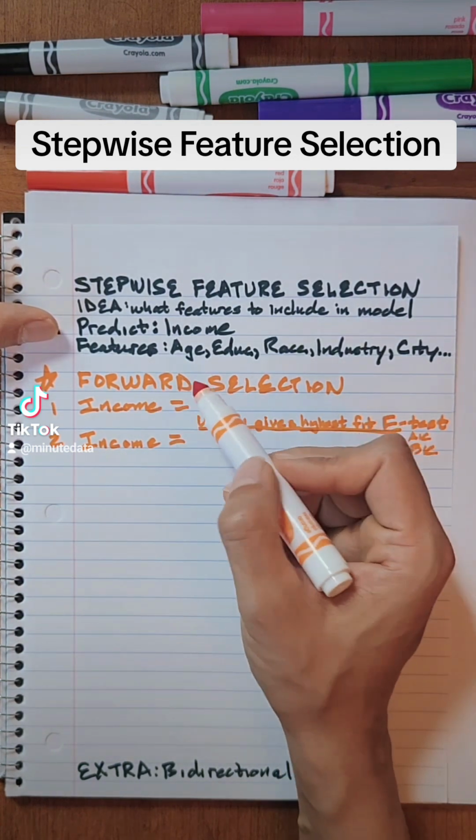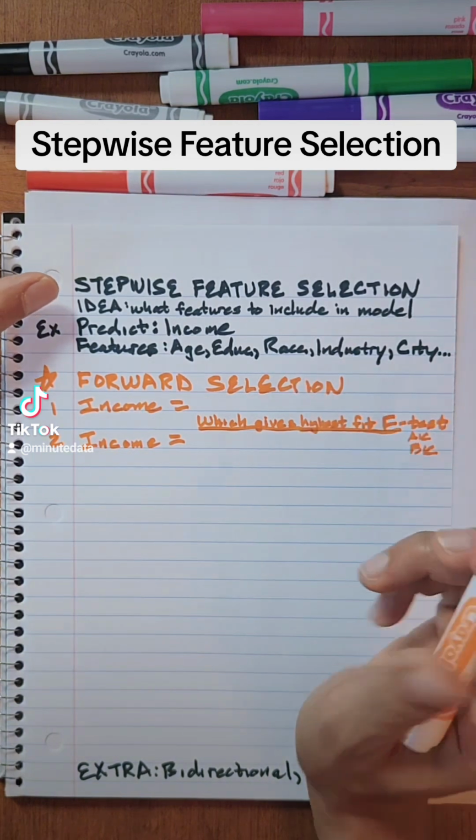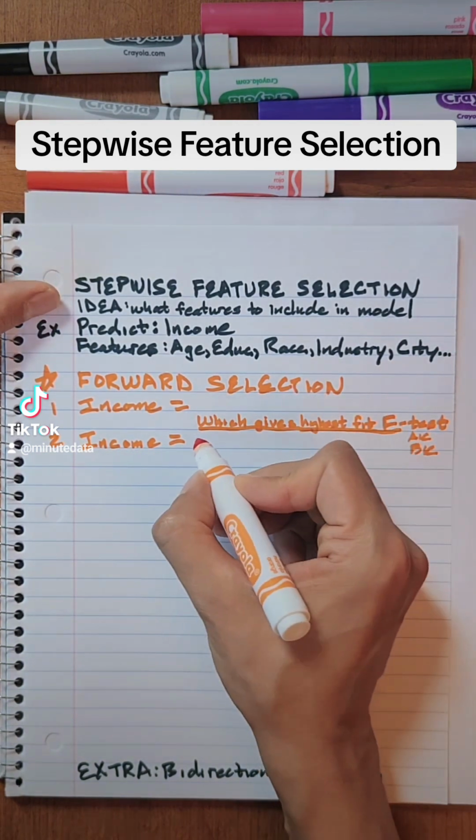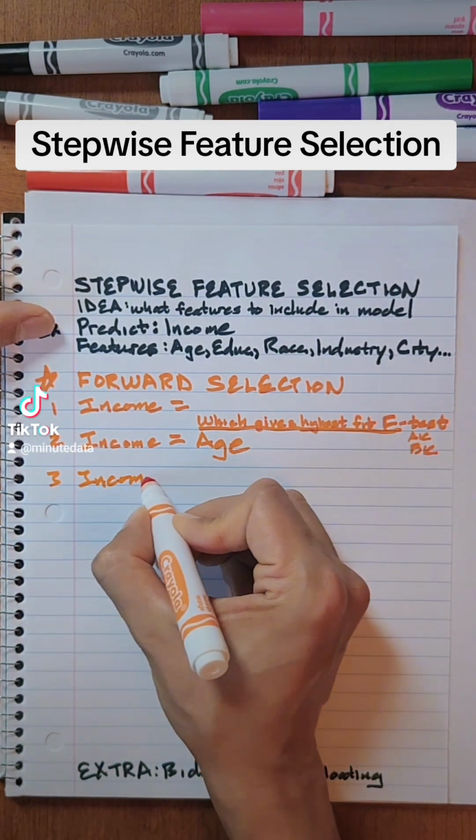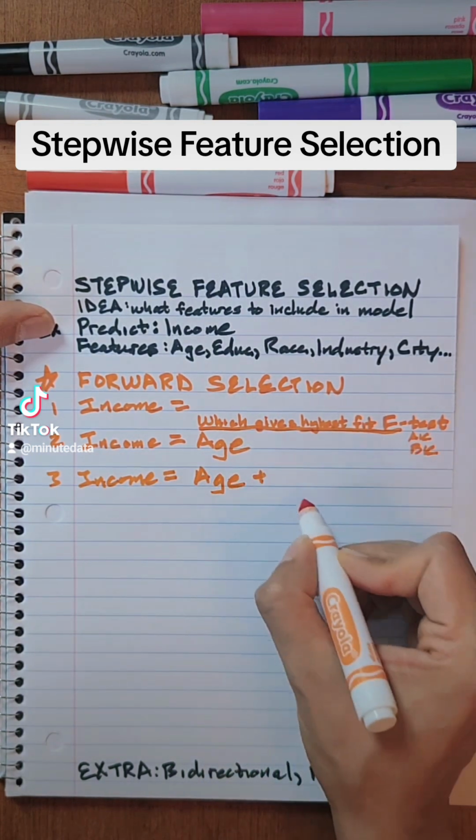So let's go through age, what's the F score? Education, what's the F score? Race, industry, city, etc. And let's say in our example, the biggest increase in F score is age. Next step, let's repeat the process and build up our model. Currently we have age. What else can we add?